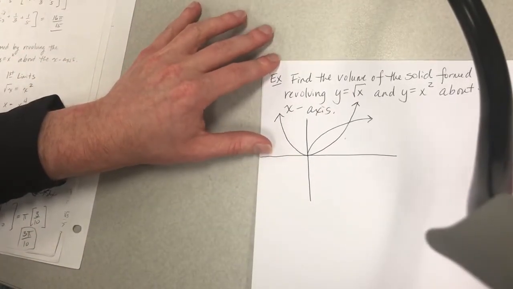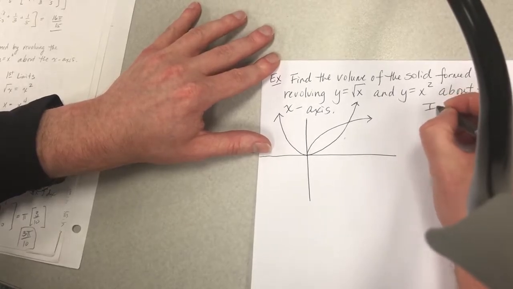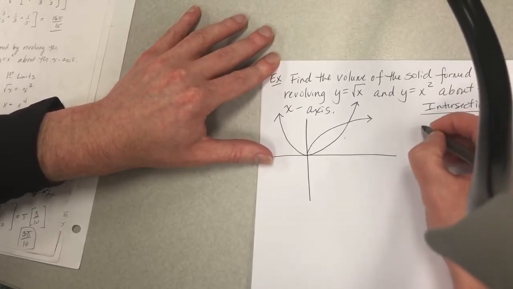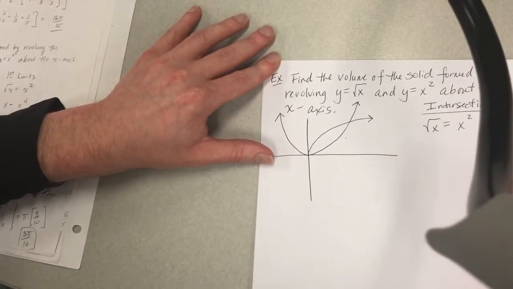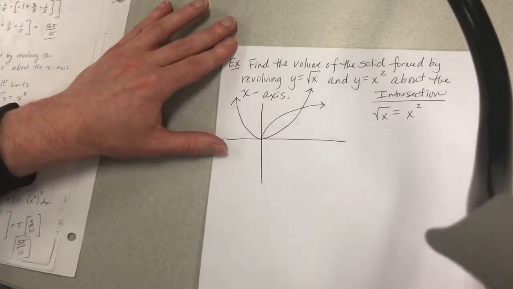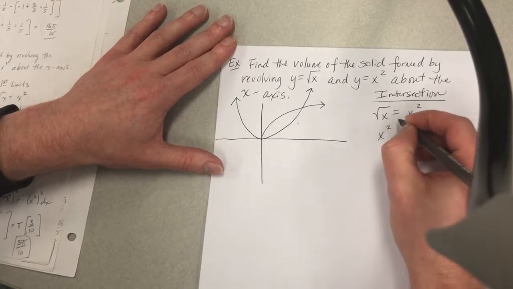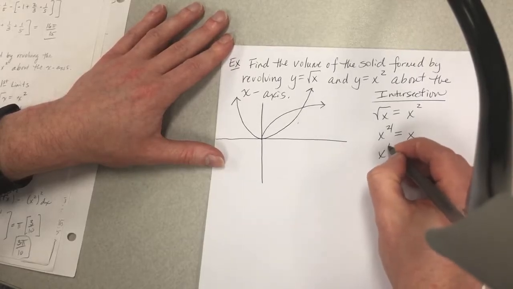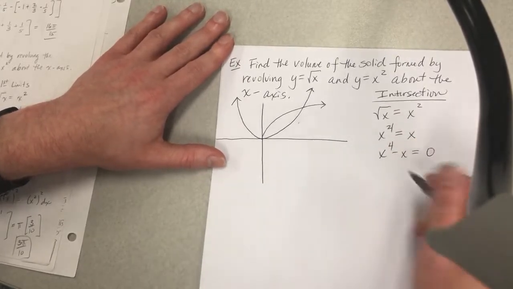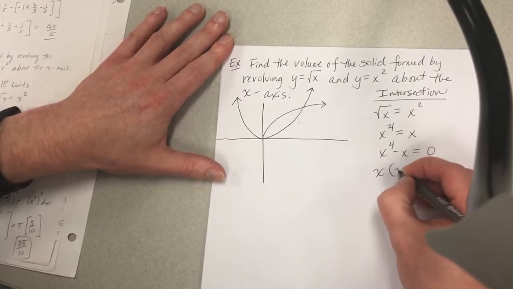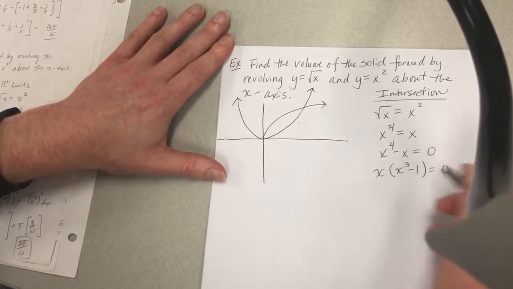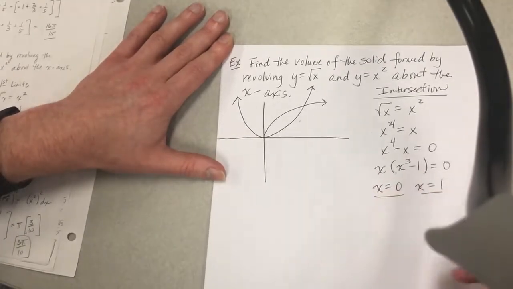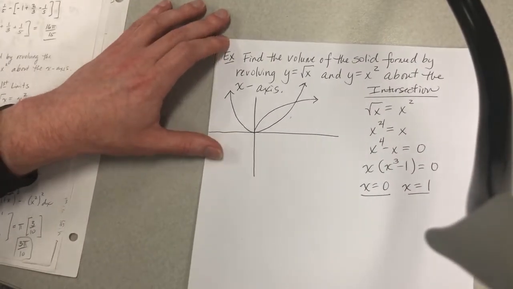Now, we're not given the limits like in the previous two problems, so we have to find the intersection points like we did in the last lesson. So your intersection points, square root of x is equal to x squared. And then to solve that, we're going to square both sides. So x to the fourth is equal to x. And we're going to bring everything over to one side, factor out the x, and set everything equal to 0. So x is equal to 0 and x is equal to 1 should be my limits. And that's what that visually looks like. You have limits of 0 and 1.